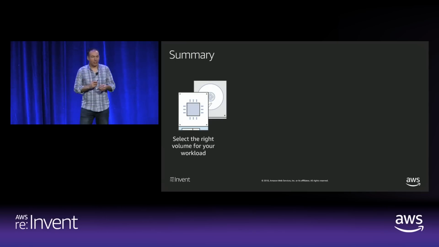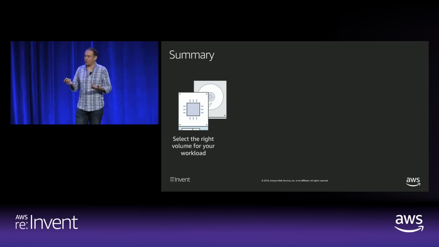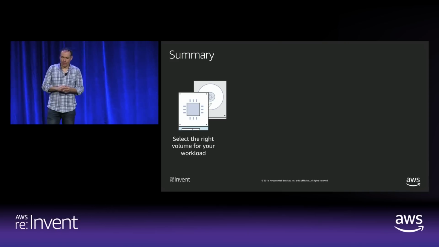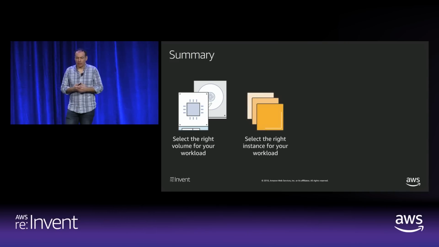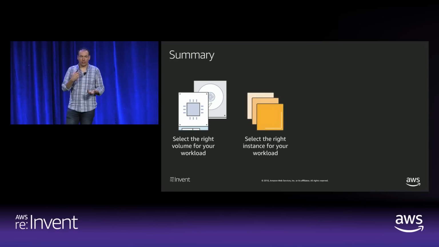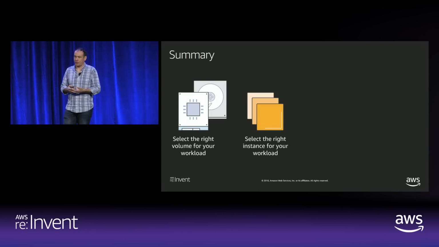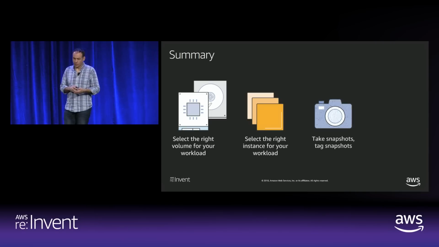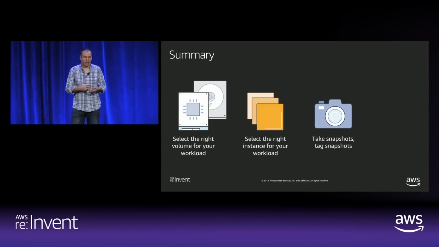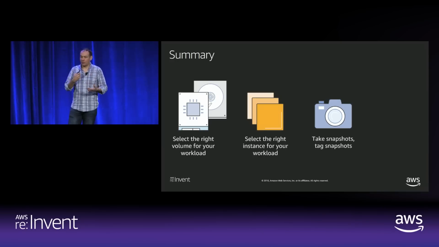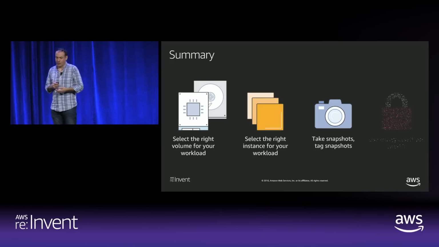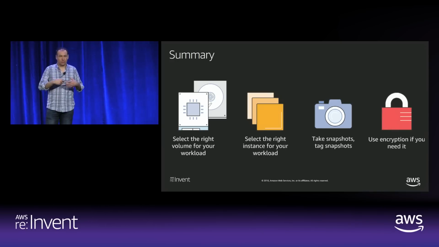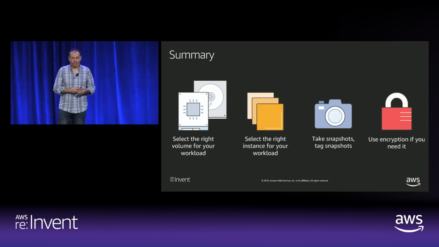So in summary, select the right volume for your workload. If you don't know, start with GP2. Use elastic volumes to change it. You can do that up to 4 times a day. Select the right instance for your workload. So make sure you've got the right size, the right compute ratio, the right memory ratio. Take snapshots, tag snapshots. Use our tools to automate that for you. And then use encryption, whether you need it or not.